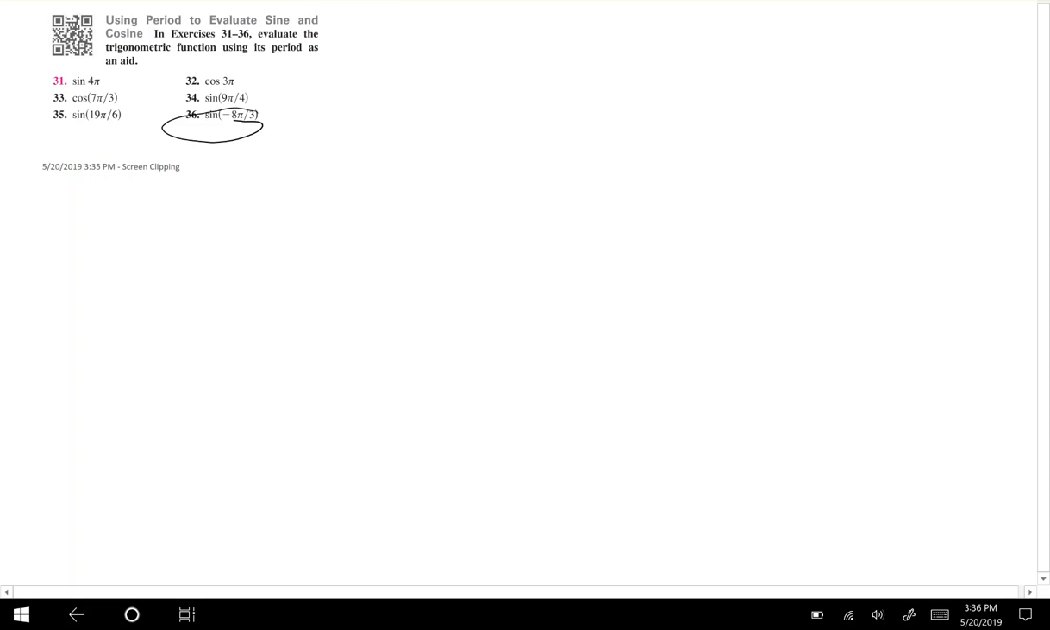Alright, question 36. Evaluate the trig function using its period as an aid. Sine of negative 8 pi thirds. Alright, so let's go ahead and find that location. And sine will be the y value at that location.